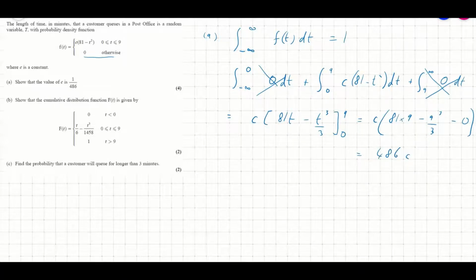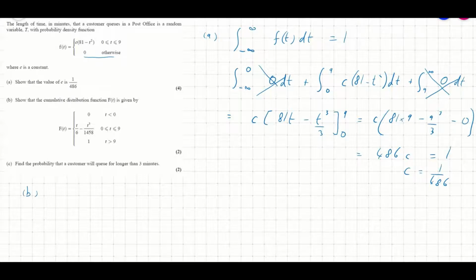And remember, this whole thing was equal to 1. So c is equal to 1 over 486, which is the required result. Okay, let's look at part B then. Part B tells us to look at the CDF.